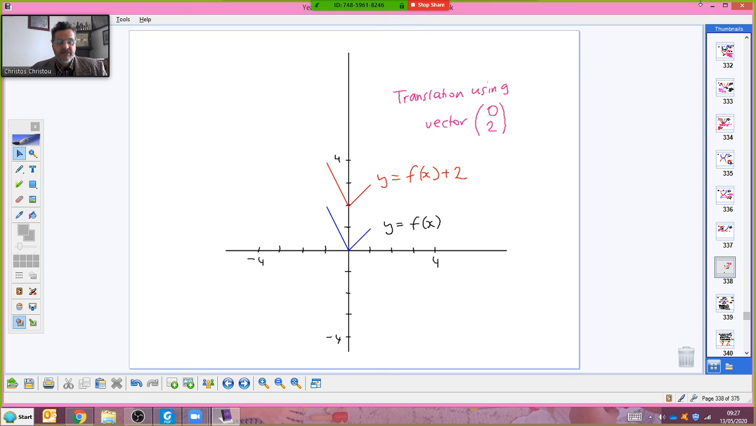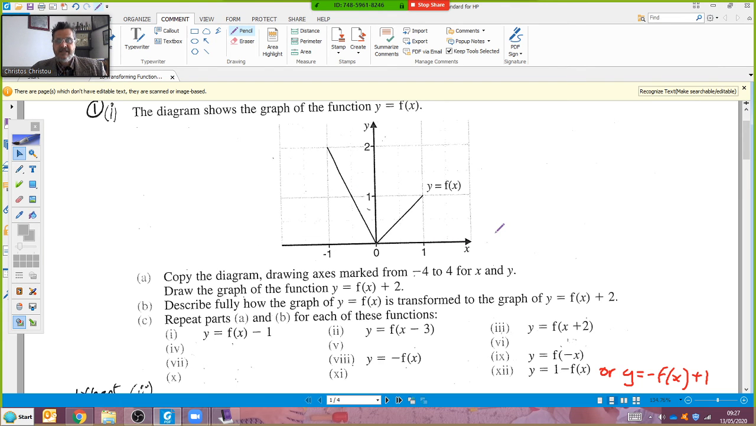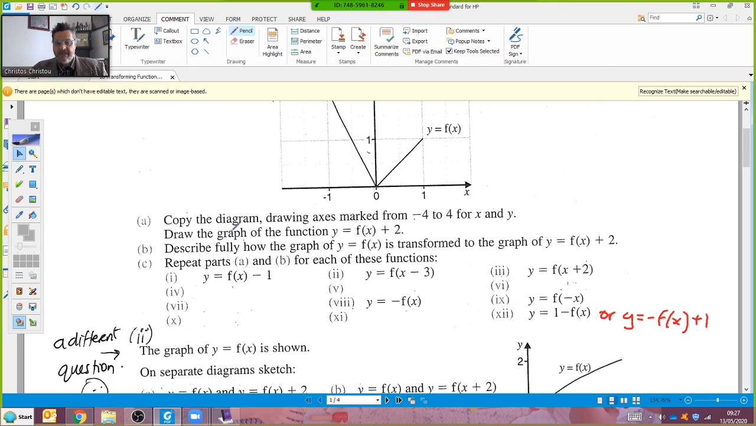So if I go back to that, this is your worksheet. I just demoed that one for you. Please note it says describe fully how you got from there to there. Answer: translation using vector (0, 2). Any idea what this one's going to look like? Describe this transformation compared to the original f of x. What's that going to do?